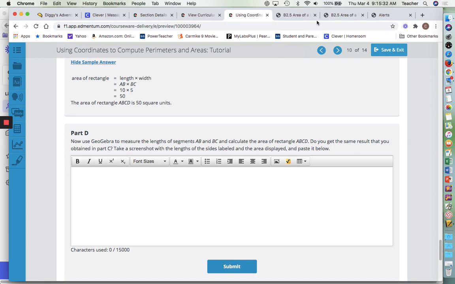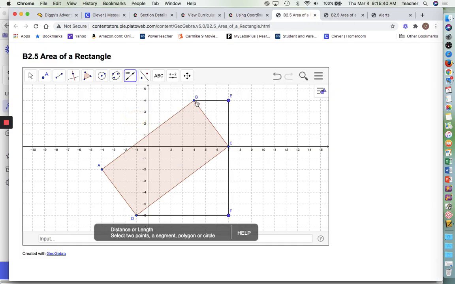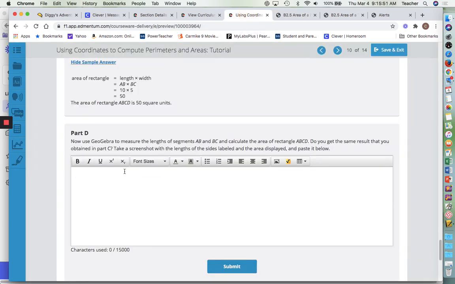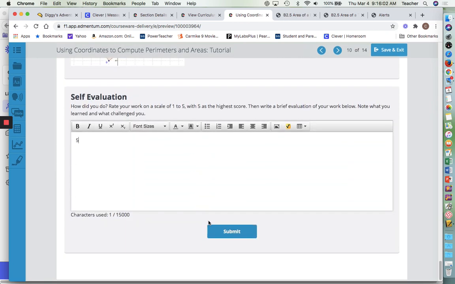All right, now use GeoGebra to find the measures of AB and BC and calculate the area. Do you get the same result? All right, let's do it. So I'm going to come over here to my angle icon, select distance or length. I'm going to click on B, then C to get my 5. I'm going to click on C, then D to get my 10. So 5 and 10 are my base and my height. Yes, they will be the same. All right, self-evaluation, rocking on with a 5.